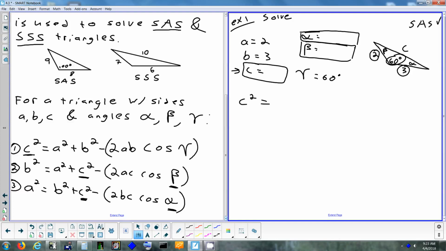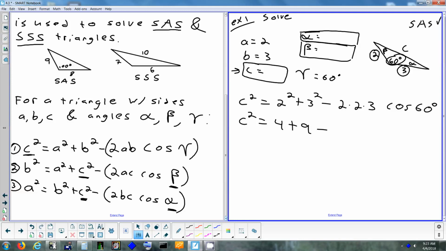So A squared plus B squared minus 2 times 2 times 3. That's 2AB. You really don't need parentheses there. You can put them if you want. It doesn't change PEMDAS or order of operations. It's up to you. Times cosine of 60. If we're going to strictly follow order of operations, we always do all our multiplication first. Or actually we do exponents first. Let's do that.